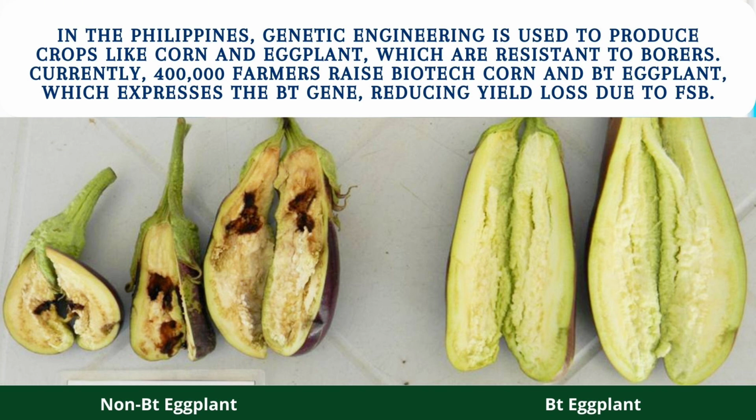Another example of a crop now being genetically modified is the eggplant. Eggplant is the number one vegetable in terms of production area in the country, with an average of 21,225 hectares planted each year. Eggplant farmers suffer. So as we can see, here's a picture, the comparison between non-Bt eggplant and Bt eggplant.